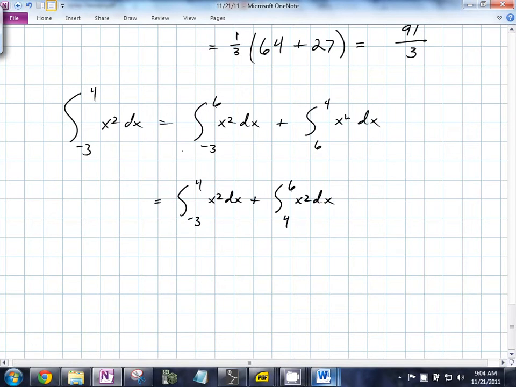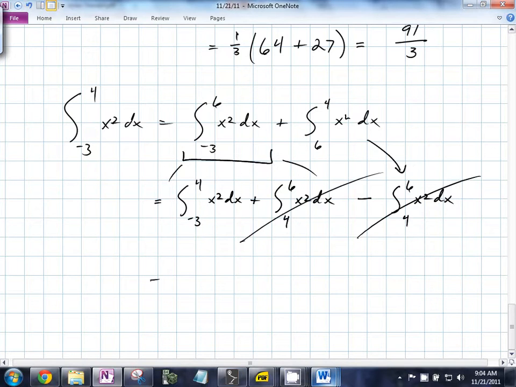And what can I do to this? If I want to flip the limits of integration, what do I have to do? Minus 4 to 6 of x squared dx. What happens? And you're left with the integral from -3 to 4 of x squared dx. Could we have used a, b, c, and d instead of -3, 4, 5, and 6? You see what's going on there, everybody?